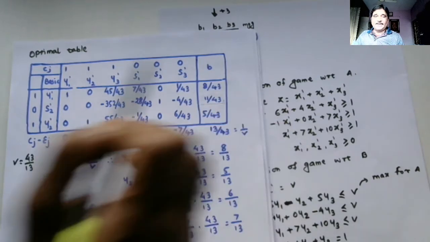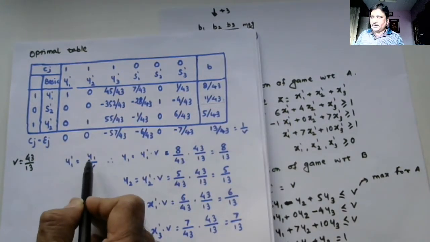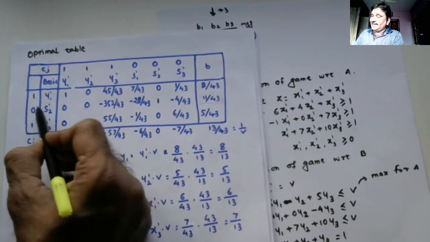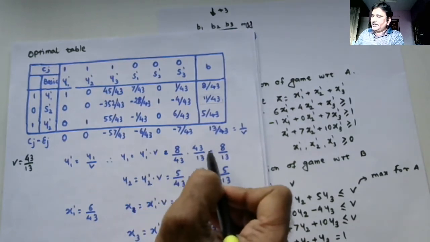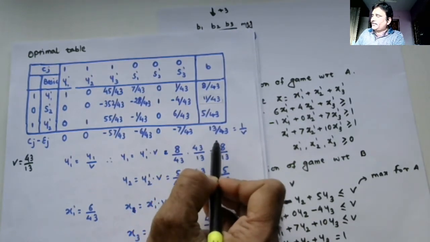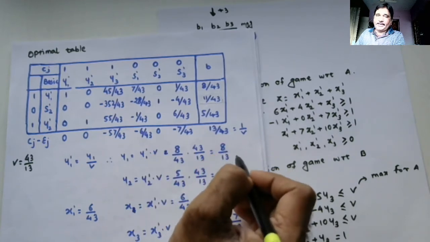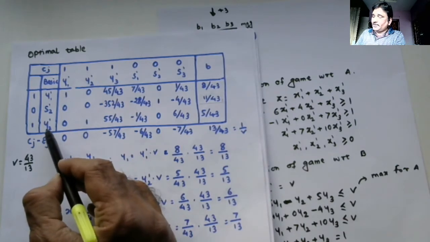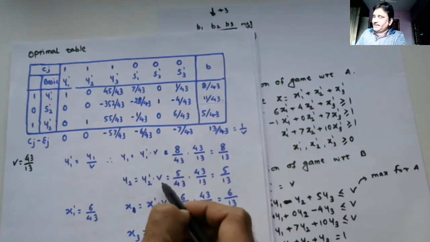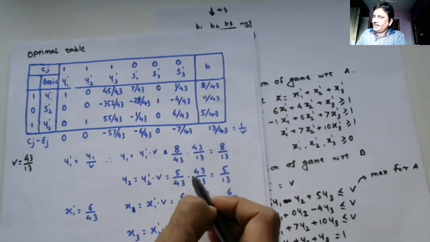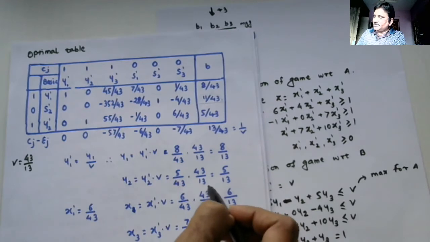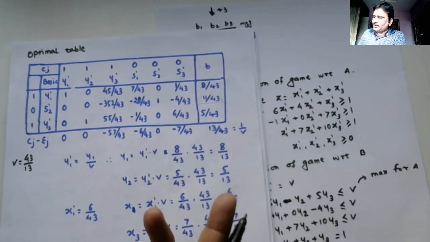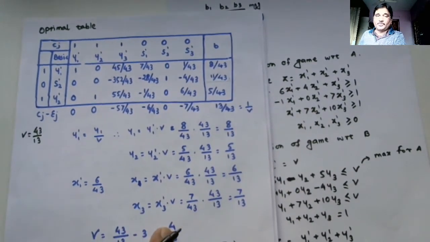y1 dash is 8 by 43. So y1 dash I know is equal to y1 by v. Therefore y1 is equal to y1 dash into v. y1 dash is 8 by 43 and v is 43 by 13. So 43 cancels and I get y1 equal to 8 by 13. If I want y2, it will be equal to y2 dash into v. Here y2 dash is 5 by 43 and v is 43 by 13. So I get y2 as 5 by 13. And because y3 dash is 0, y3 will also be equal to 0.